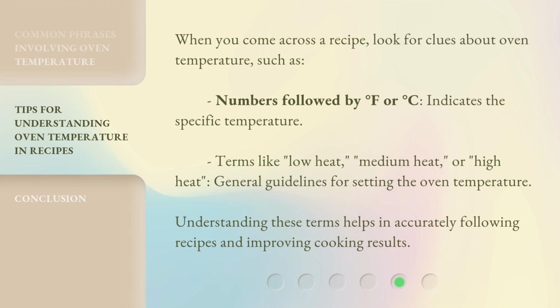When you come across a recipe, look for clues about oven temperature, such as numbers followed by degree F or degree C, which indicate the specific temperature. Terms like low heat, medium heat, or high heat are general guidelines for setting the oven temperature. Understanding these terms helps in accurately following recipes and improving cooking results.